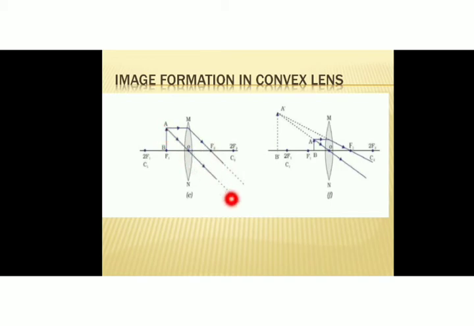Both the refracted rays are parallel rays. So we assume these two parallel rays will meet somewhere at infinity. So your image is also obtained at infinity. When the object is at focus, or f1, the image is formed at infinity. And it will be a real, inverted and highly diminished image.